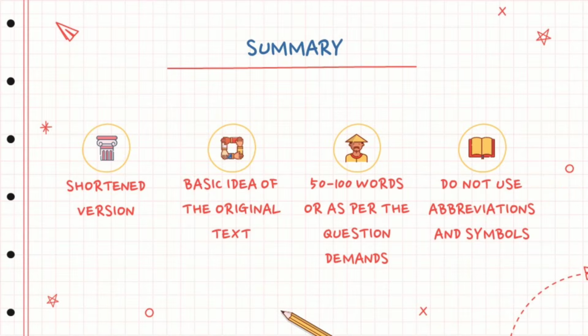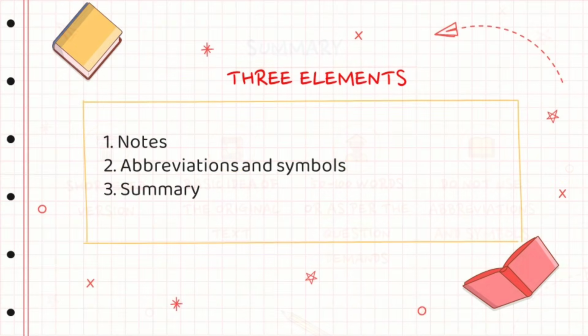Then one thing you need to understand is that when you're summarizing, never ever use abbreviations or symbols that you had used in the note making. Okay. So here are the three important elements which are used in note making and summarizing. So first are the notes, then comes the abbreviations and symbols, and then the summary.